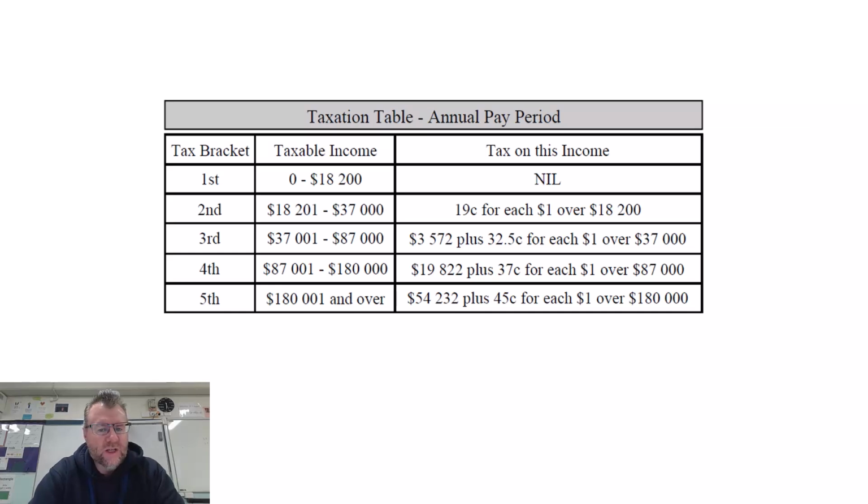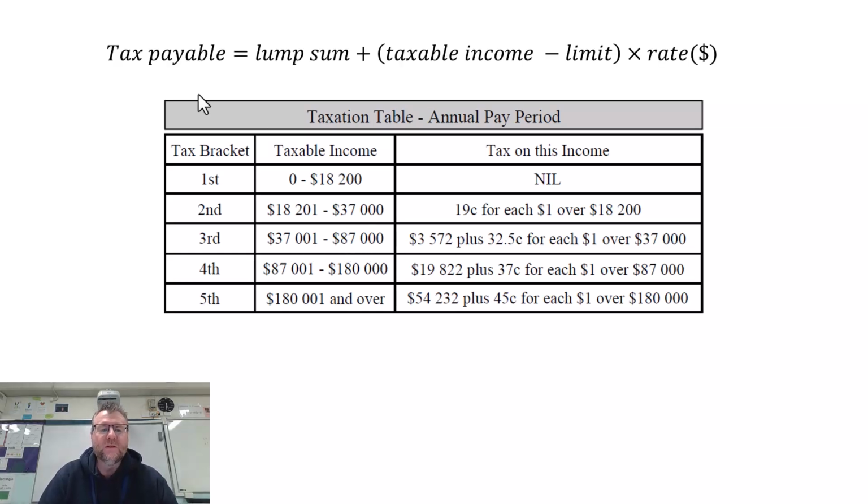Hey guys, let's have a quick chat about how we work out how much tax someone has to pay. We've got this thing called a taxation table, and it's broken up into these rows, and each row represents what we call a tax bracket. It depends on your taxable income as to which tax bracket you're in and what calculations we apply. When we do the calculations, here's the little formula that we use.